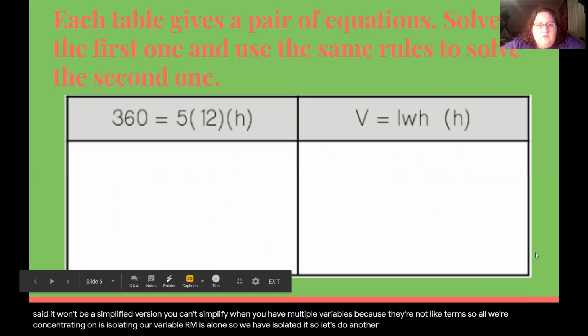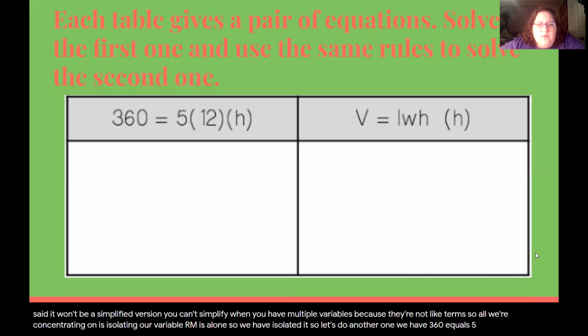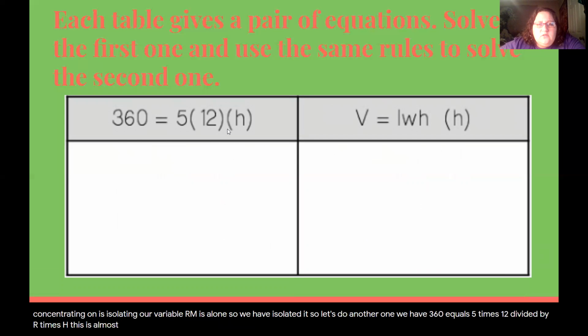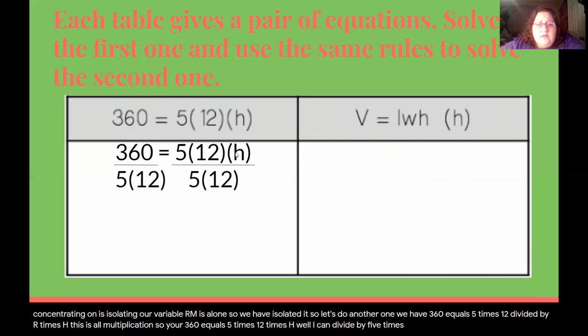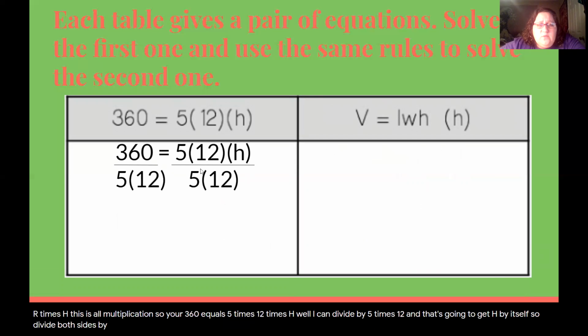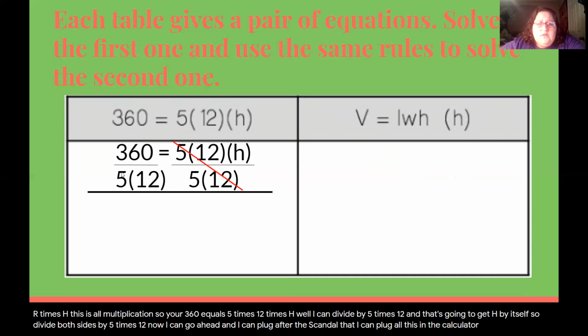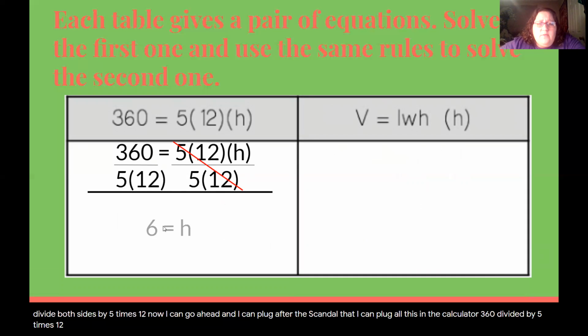So let's do another one. We have 360 equals 5 times 12 times h. This is all multiplication. Well, I can divide by 5 times 12, and that's going to get h by itself. So divide both sides by 5 times 12. After this cancels out, I can plug all this in the calculator: 360 divided by 5 times 12. I'm going to get 6, so I have h equals 6.